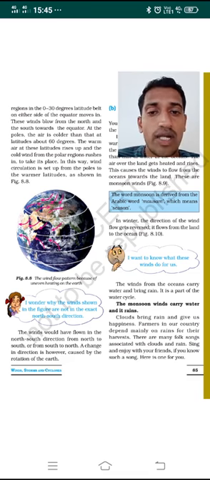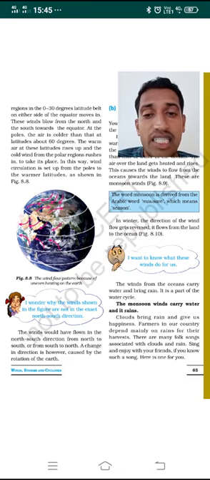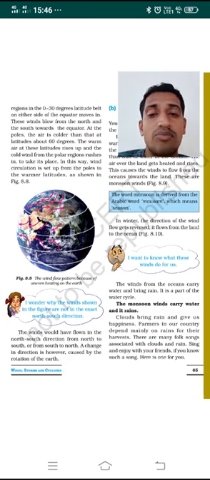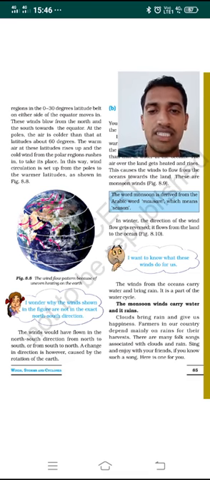At the poles, what happens now? The air is colder than at the latitudes of about 60 degrees. Hence the warm air at these 60 degree latitudes rises up, and the cold air from the surrounding polar regions starts rushing towards it and takes its place.